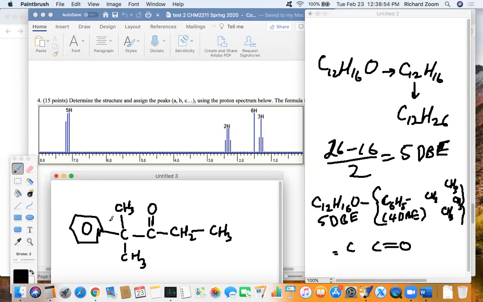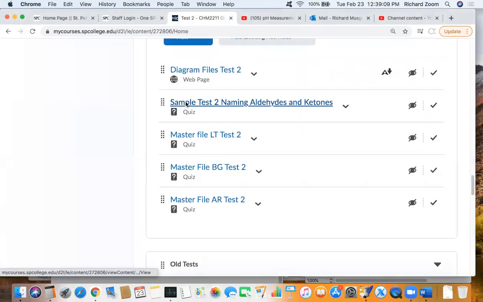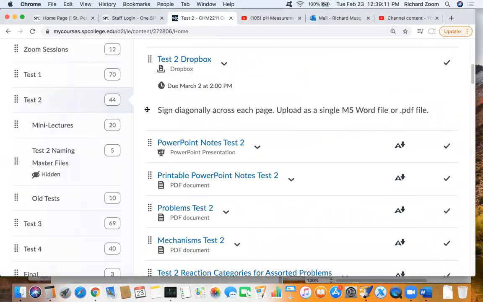Does anybody have any questions about number 4? Okay. Now, let me make sure that you understand this as well.